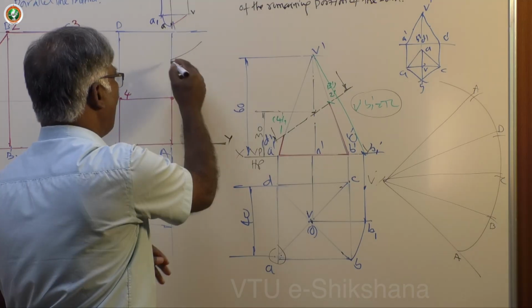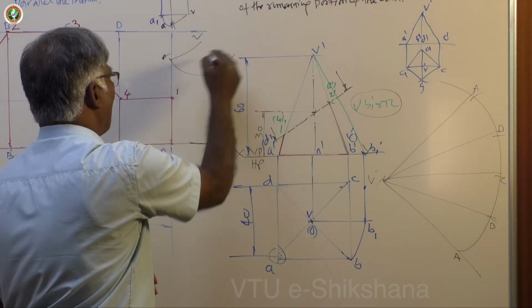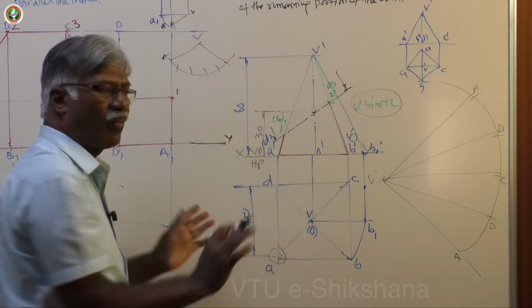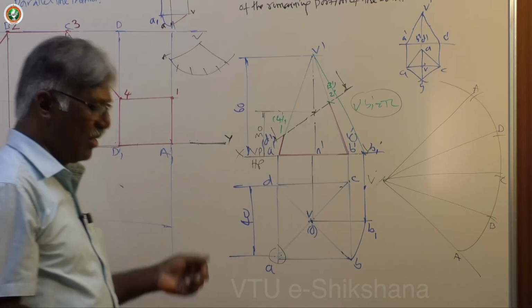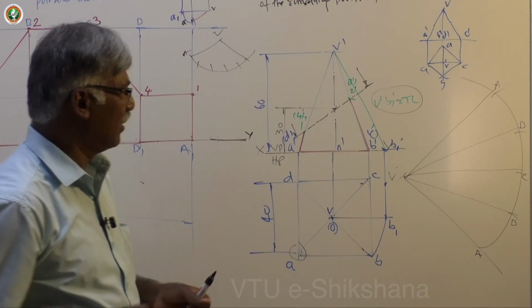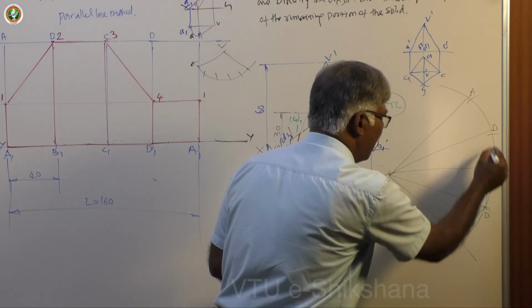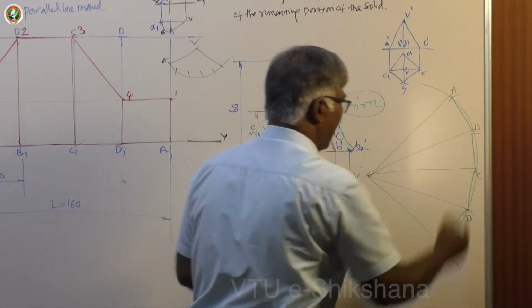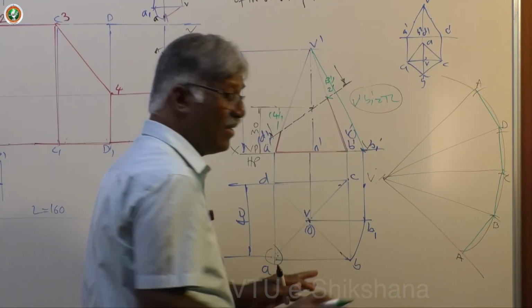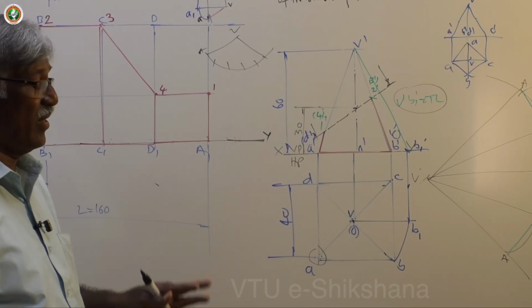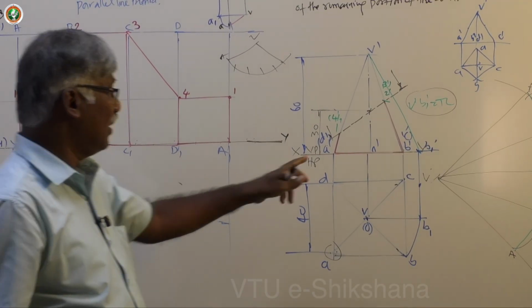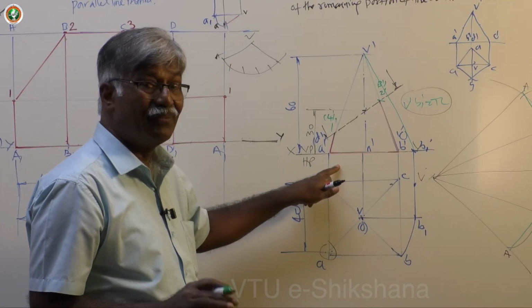If a space is available, you can start VA and draw the line, keep it this way. No problem, any type you can take. Since I have space like that, I have taken. Now join A, B, C, D, A, D, A. Then this is the overall projection of the development of the lateral surface of the pyramid.